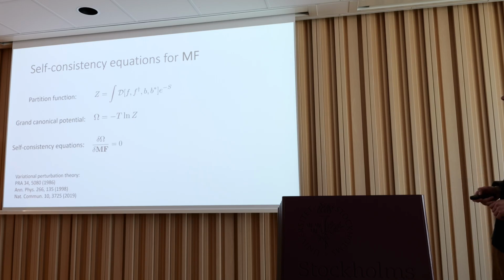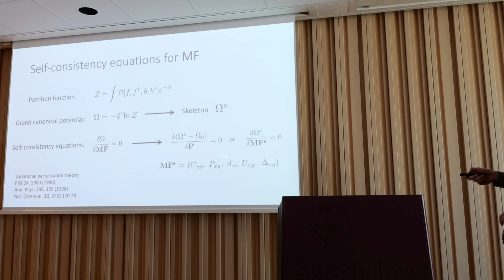The answer is basically variational perturbation theory, which was also mentioned before a bit. If I construct my grand canonical potential, I obtain self-consistency equations as derivatives with respect to all the mean fields. That's the criterion for how to find the mean fields, and in a more physical approach, we will search for mean fields to be a minimum of them, but in general, it's just an extremum.